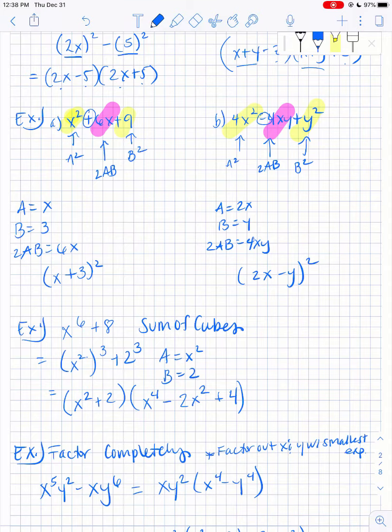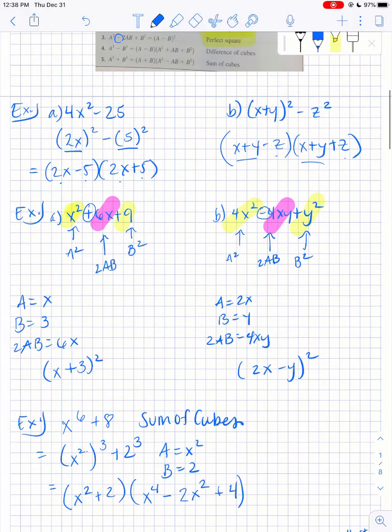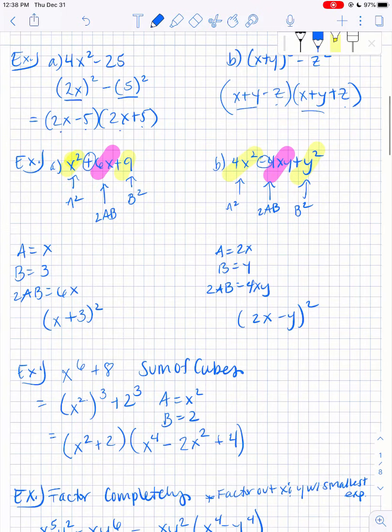So if I follow the formula, I'm going to write a plus b. So I do x squared plus 2. And then a squared, so I go ahead and do x squared squared, which is x to the fourth, minus ab. So I do minus 2x squared, plus b squared. So plus 4. And that's my final answer.